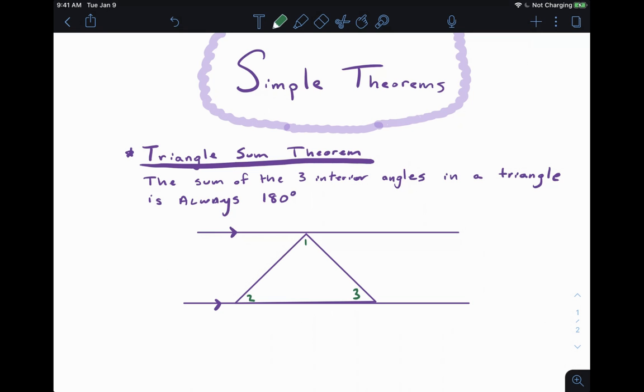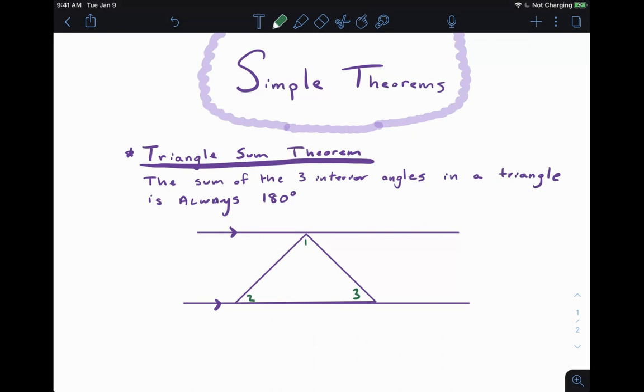Hello everyone. In this video, we're going to continue our discussion on geometry by discussing two quote-unquote simple theorems. Now these might be something you've already heard before. The idea that there's 180 degrees in a triangle isn't too foreign to anyone, I believe. Something maybe learned in elementary school for the first time.